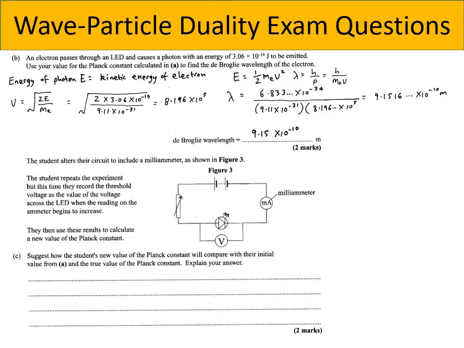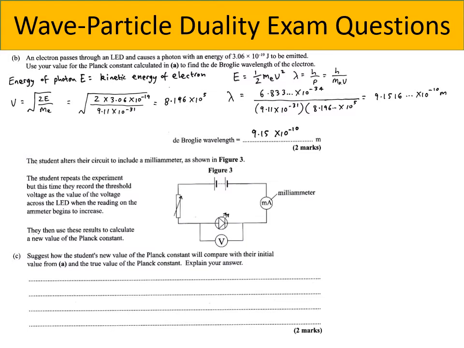Okay. Then the question continues on to part C, and it says the student alters their circuit to include a milliammeter as shown in figure 3. So they've added a milliammeter to that circuit. The student repeats the experiment, but this time they record the threshold voltage as the value of the voltage across the LED when the reading of the ammeter begins to increase, as opposed to what they were doing before, which was just using their eyes to detect when the light turned on. They then use these results to calculate a new value of the Planck constant.